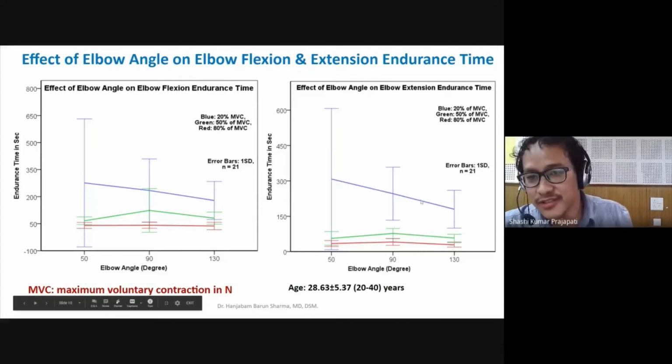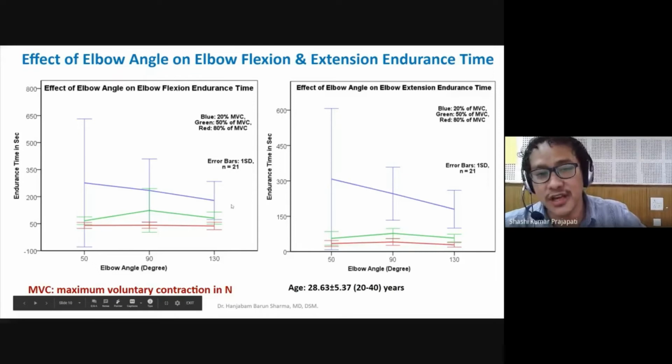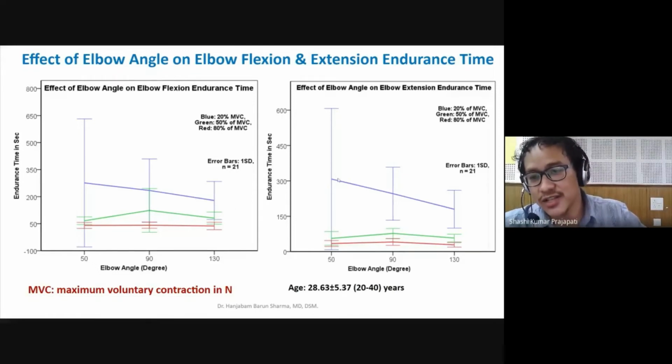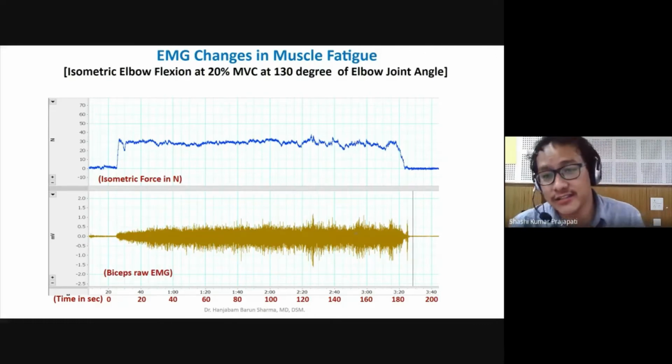If we change the MBC, then the entire relationship changes, especially for 20% MBC, where the endurance time decreases in shoulder flexion, in flexion as well as in extension. So this is the one. And we can also use this machine for fatigue analysis. All this can be incorporated in the PG practical as well as research activity for the PG.